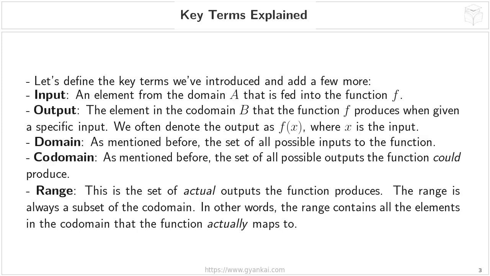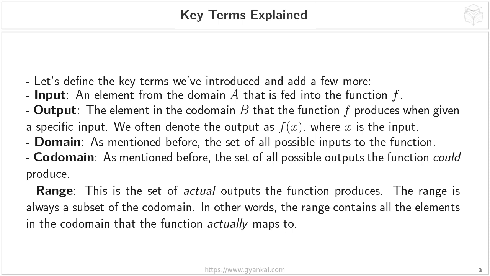Finally, we have range. This is where things can get a little tricky. The range is the set of actual outputs that the function does produce when you use all the elements from the domain. It's a subset of the codomain, meaning everything in the range is also in the codomain, but not necessarily the other way around.